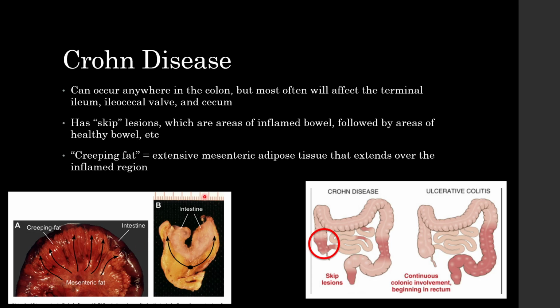And so again, Crohn's disease, skip lesions, it'll skip areas of healthy colon and then inflicted colon and then healthy, afflicted. With ulcerative colitis, you're going to have continuous colonic involvement and continuous ulceration of the colon, almost always beginning in the rectum and going upwards into the descending colon.